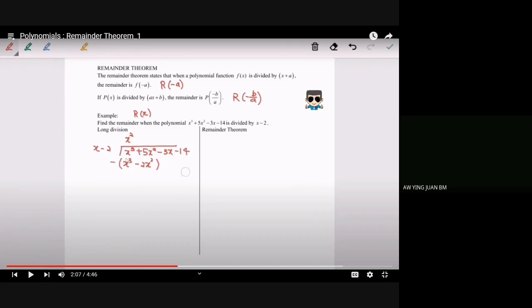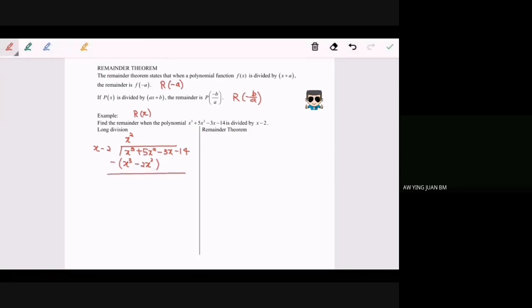Yeah. So di sini saya nak dapat x cube. So I multiply the x square with the x. So I have x cube. Next, multiply the x square with the negative 2. So I have negative 2x squared. So I will have 7x squared minus 3x minus 14. So followed by, now my mission is to cancelling the 7x squared. So I'm going to multiply with 7x. So add 7x squared minus 14x.